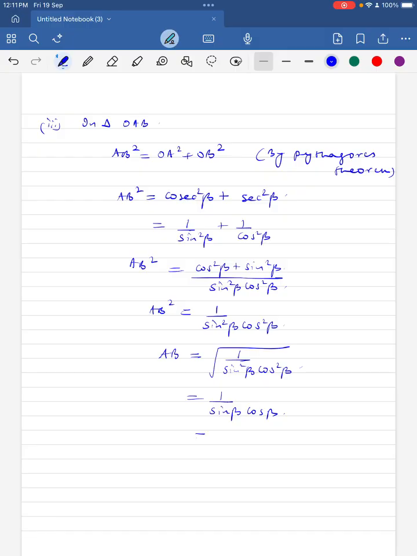Okay, if we want to change it to cosecant and secant, we could do that as well. So this is cosecant beta times secant beta. So the value of AB will be cosecant beta times secant beta.